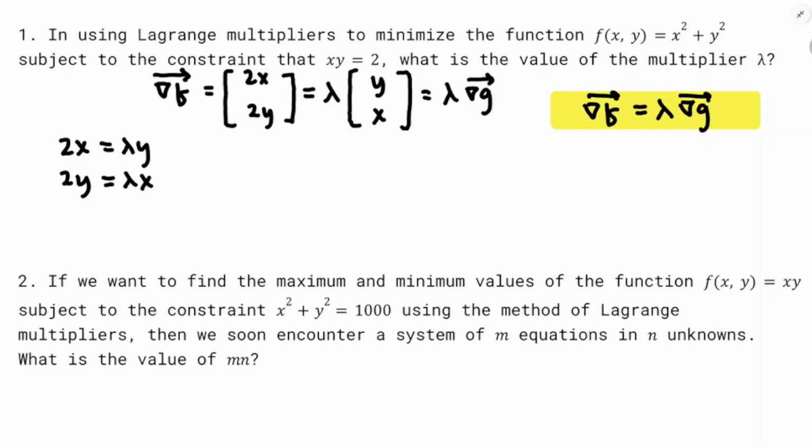So what we're going to say is, well, suppose x and y were both equal, right? And say they were both equal to some other number, t. In that case, I could have 2t and 2t equaling lambda times t and t, and then you could see that lambda has to equal 2.